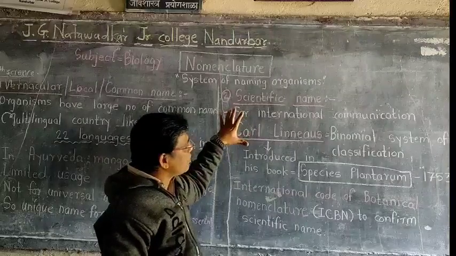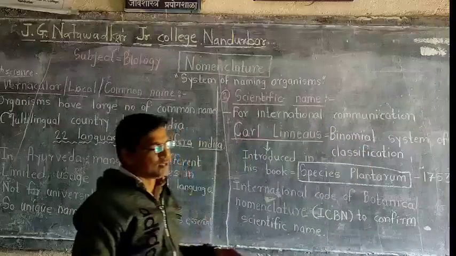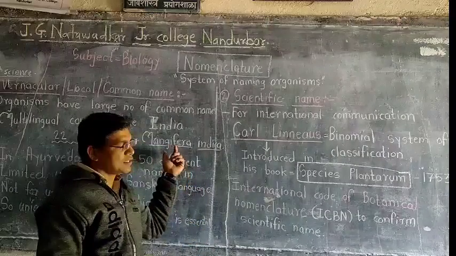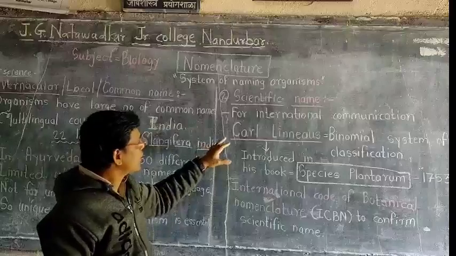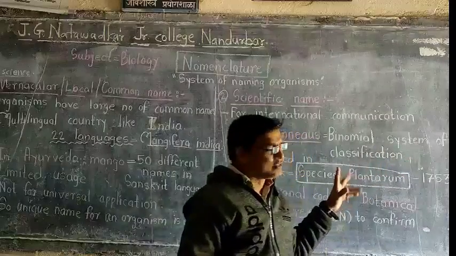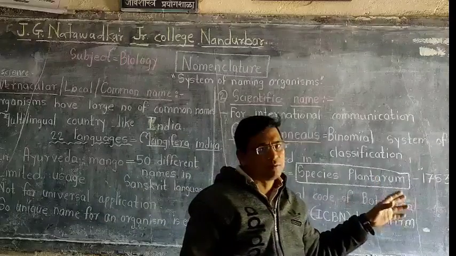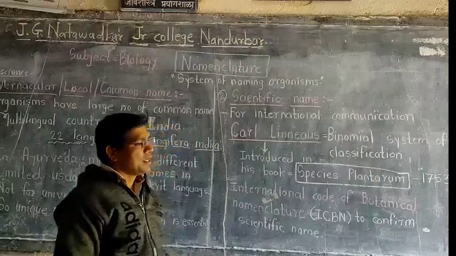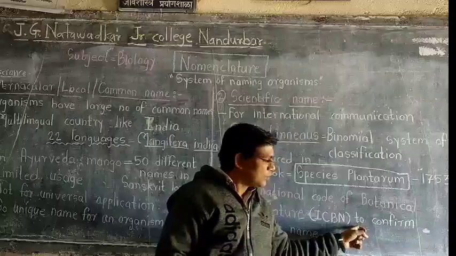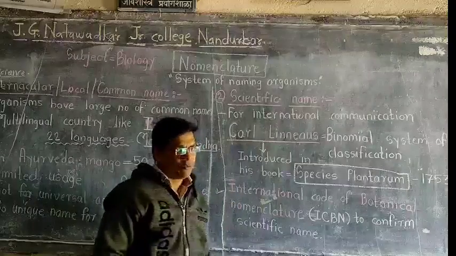Now what about the scientific name? It is useful for international communication. Means we can easily identify the organism all over the world through a single name. This system was given by Carl Linnaeus, the binomial system of classification. He introduced this system in his book called Species Plantarum in 1753. The International Code of Botanical Nomenclature, that is ICBN, is used to confirm the scientific name.